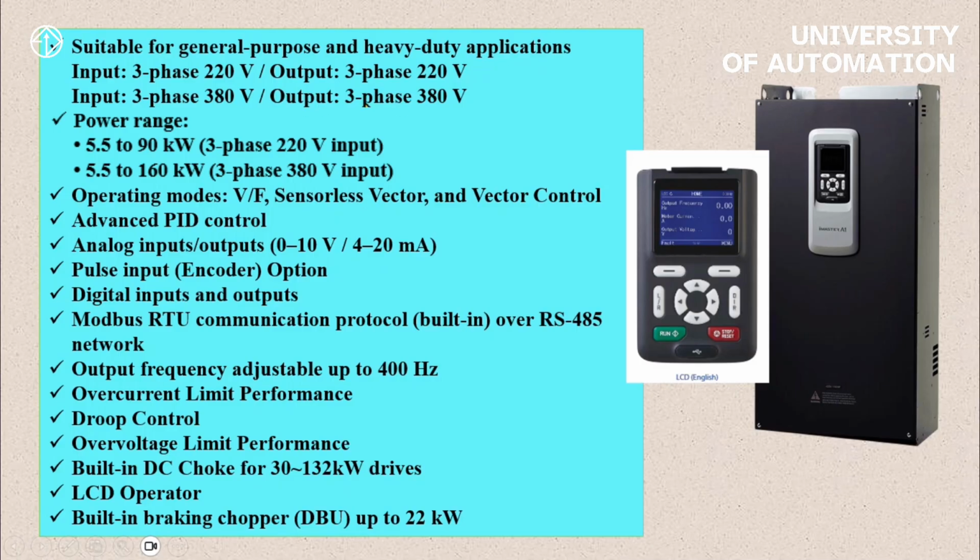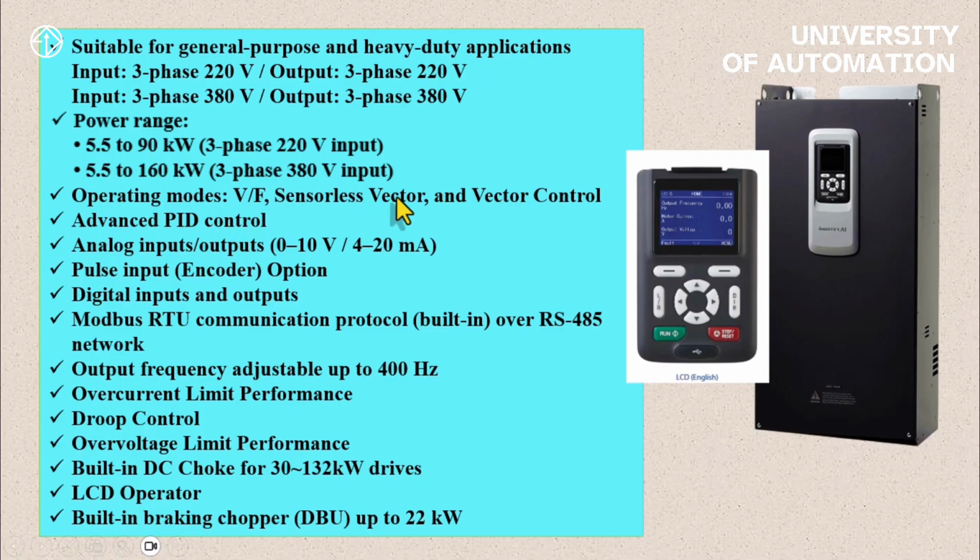The power range of the A1 inverter from the iMaster brand for 3-phase 220 volt input and 3-phase 220 volt output is from 5.5 to 90 kilowatts, and for 3-phase 380 volts, it ranges from 5.5 to 160 kilowatts. Another feature the A1 iMaster inverter offers is different operating modes: VF, sensorless, and vector control. The A1 inverter is the only inverter in the iMaster brand, or ADT, that can also operate in closed-loop mode.